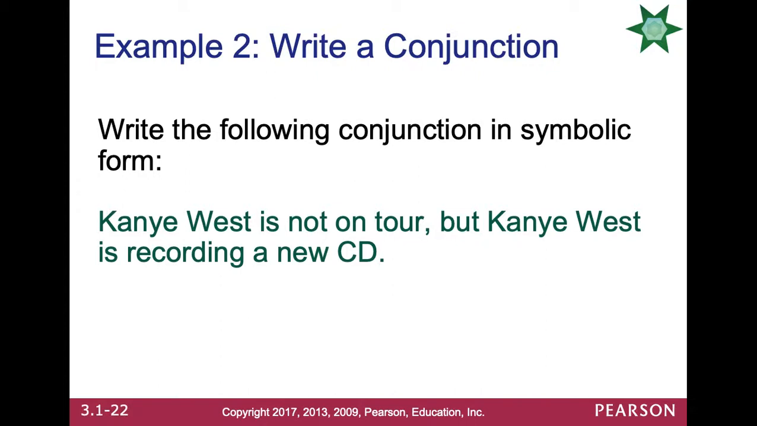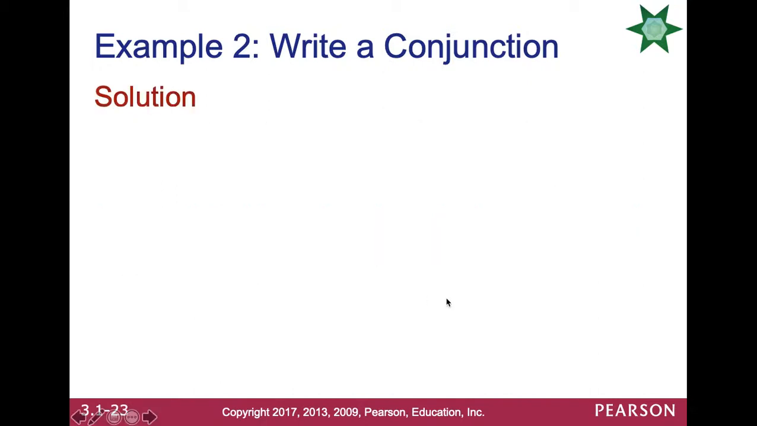So let's take a look at one other thing. So here's an example. Write the following conjunction in symbolic form. Kanye West is not on tour, but Kanye West is recording a new CD. Okay, so we want to write a conjunction in symbolic form. How do we write that out?